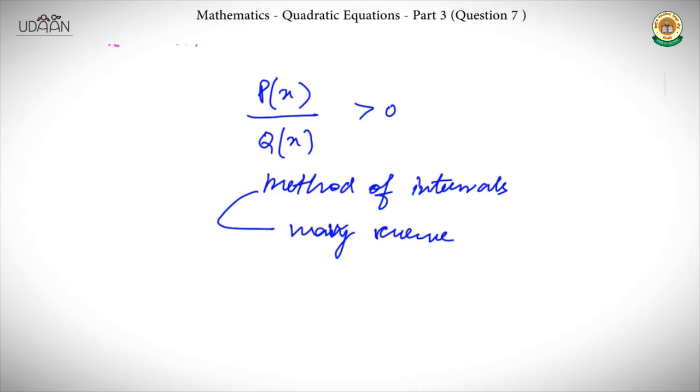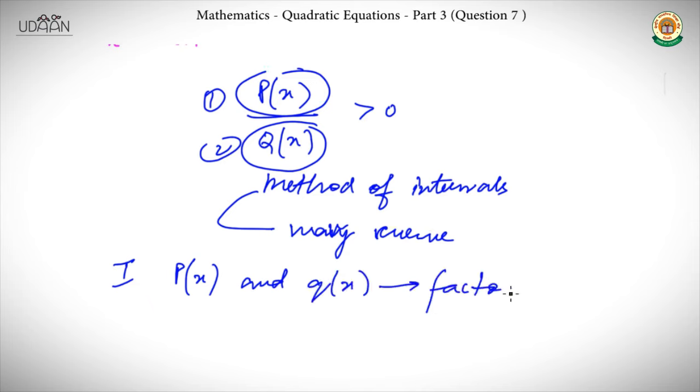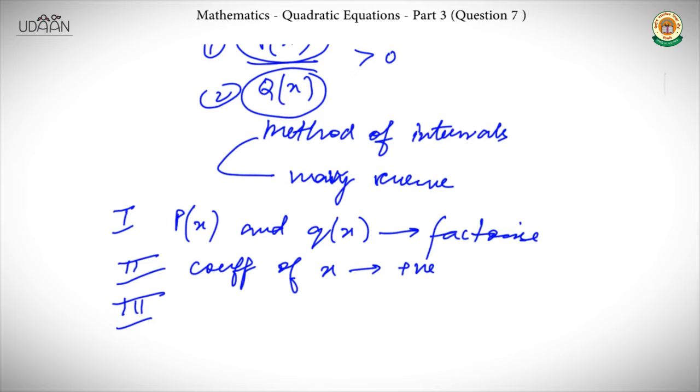Okay, so for this what we do, we are given this p and q. First we simply factorize p of x and q of x. After we factorize them, we make the coefficient of x positive. And thirdly, after that, all the factors, we equate them to 0 one by one and we find the corresponding values of x. Those values we call the critical points.